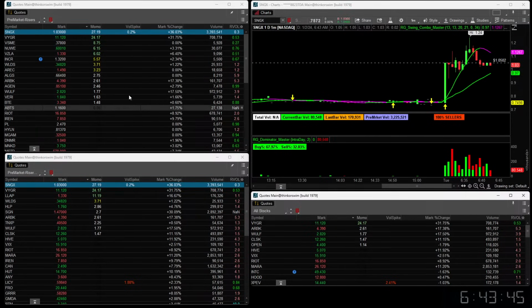We're in a quiet zone, not much moving, just this one stock, and it struggled and pulled back.